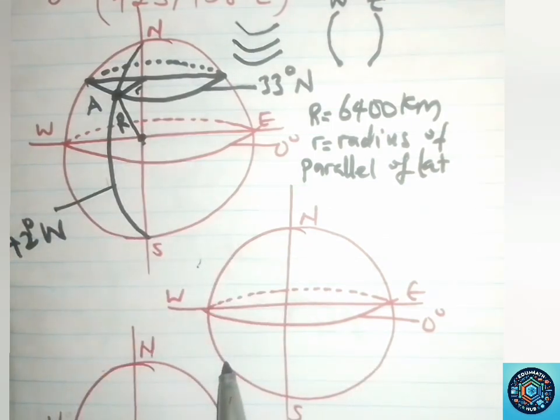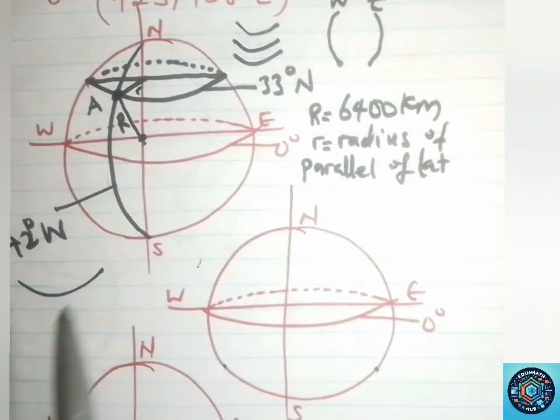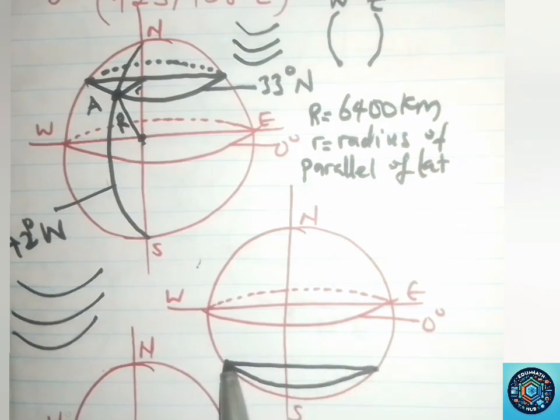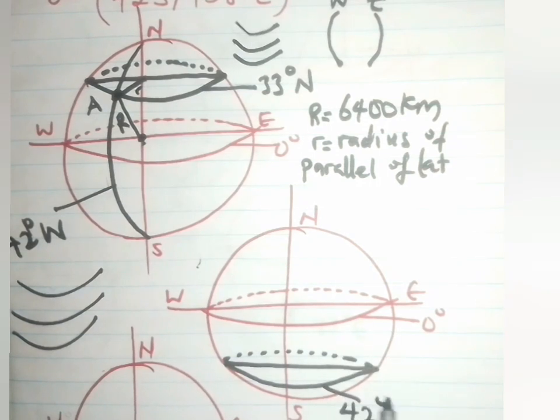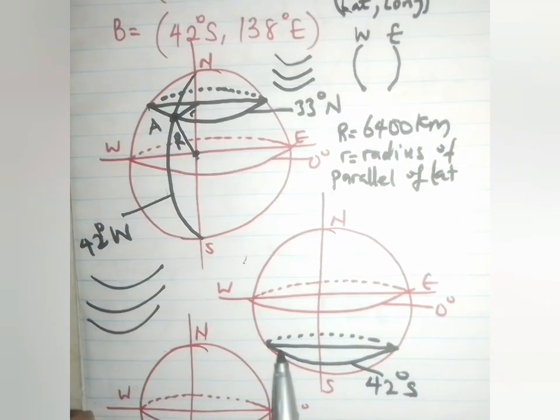So just pick a point here, pick a point here. This is a latitude. So the shape will always be like this. So you just go like this. You join this part, then you dot here. Then you label it as 42 degrees south. It is south because it's at the bottom part. That's why it is south. So you have done that. So this is the latitude.